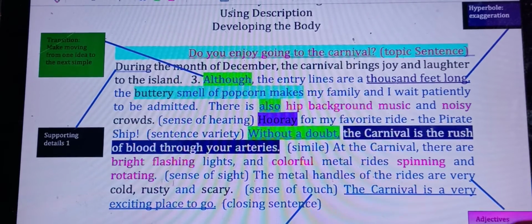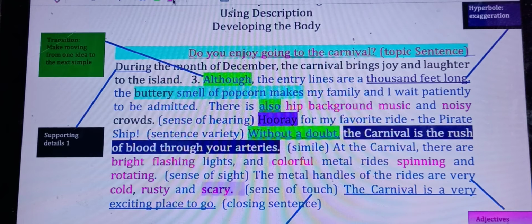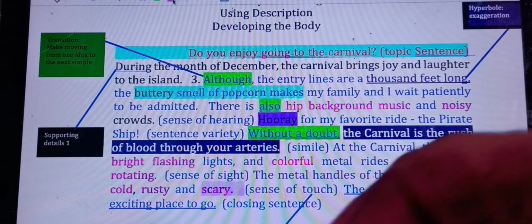He also tells us that the metal handles of the rides are cold, rusty, and he tells us that they are scary. So he's using adjectives all throughout the paragraph so that our minds are completely filled, and it has a good sense of what's happening in the environment.